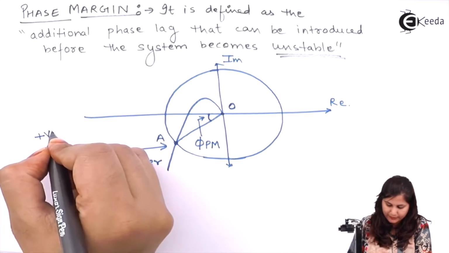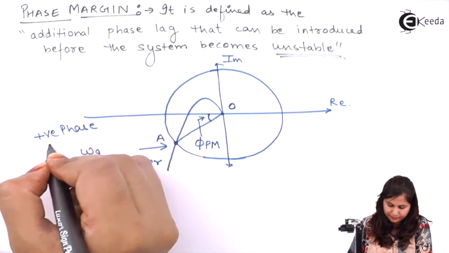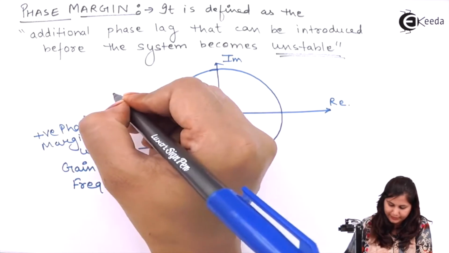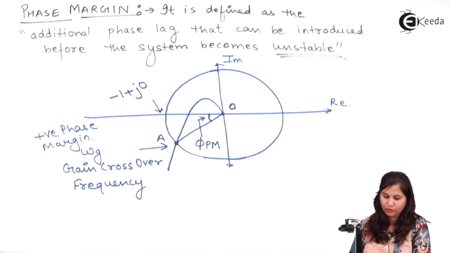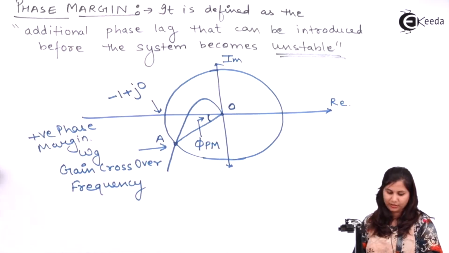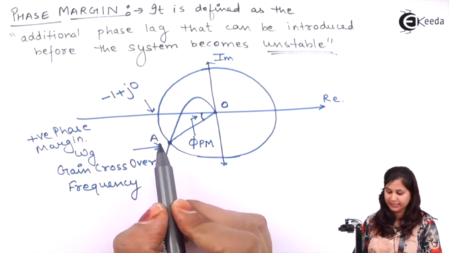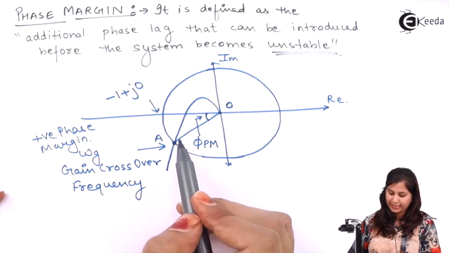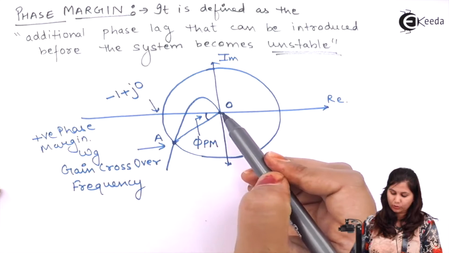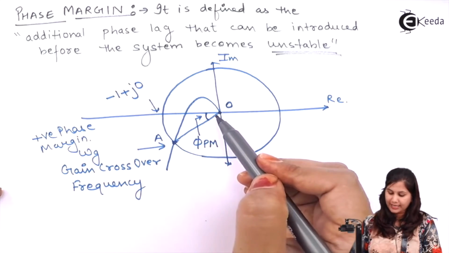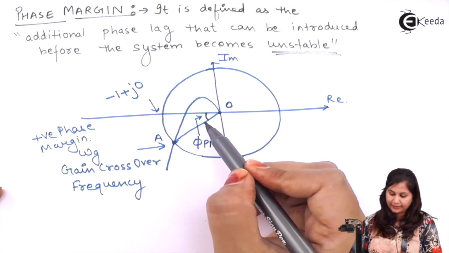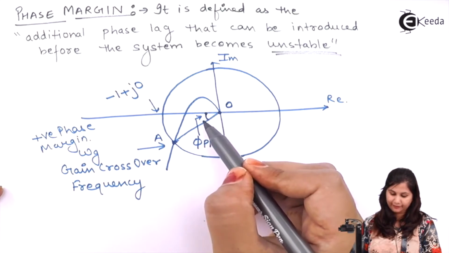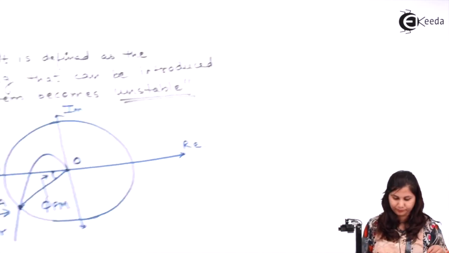Here we are having a positive phase margin, and this is the point -1 plus j0. So how can we obtain the phase margin? We have a point A, which is the intersection of this polar plot with the unit circle, and we join the points O and A, and then measure the angle made by this line OA with the negative real axis. So this angle will be the phase margin.